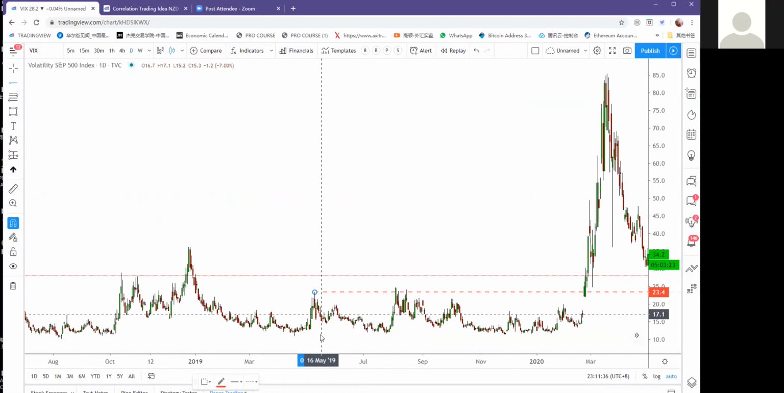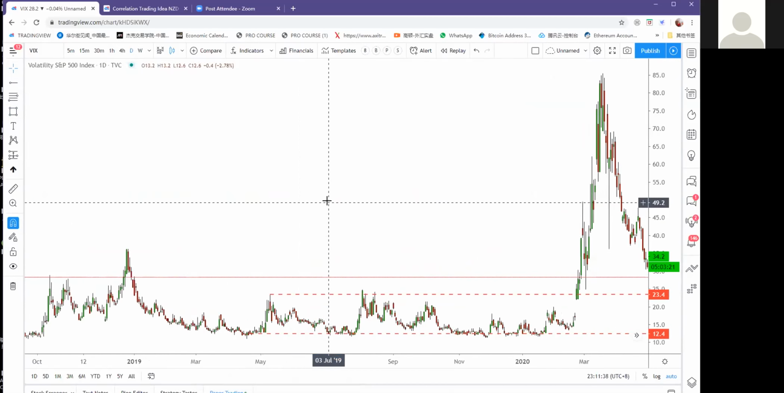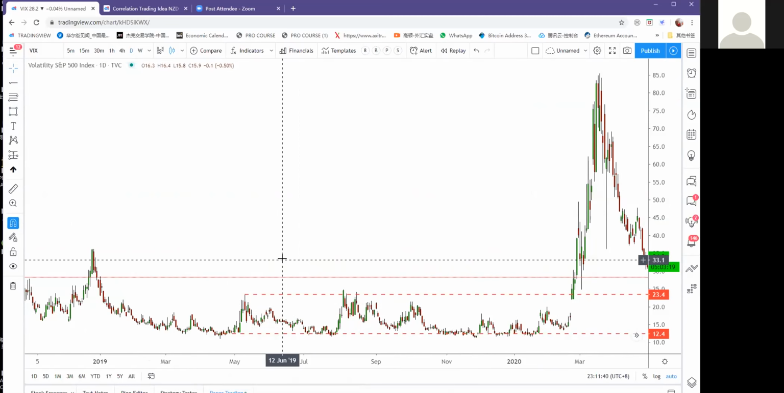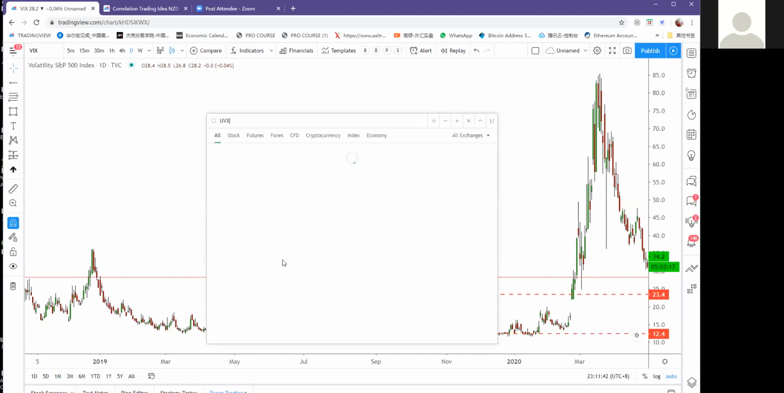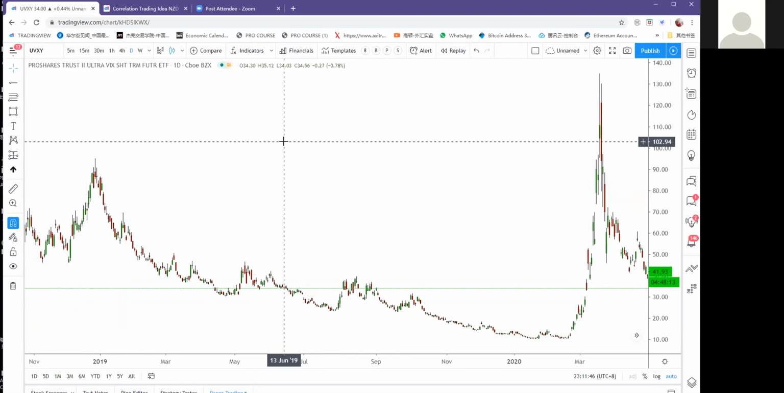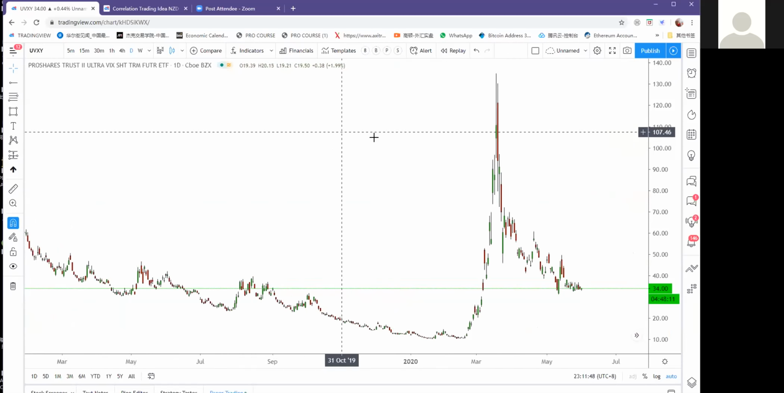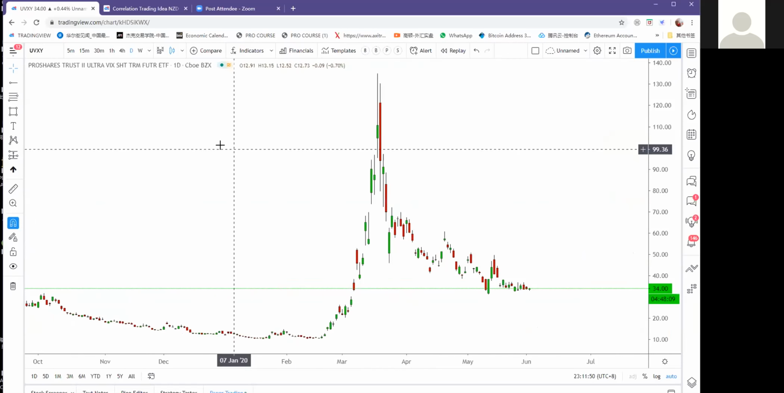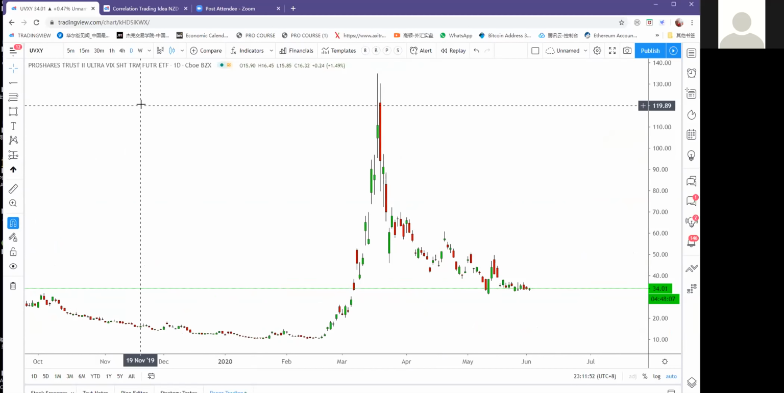So do not hold the VIX for a long time. Don't hold it. And don't buy the UVXY, or the ultra VIX short or the vice versa. Don't use the leveraged products of the VIX because the decay is very high. You're going to lose money if you hold it in the long term. Right?